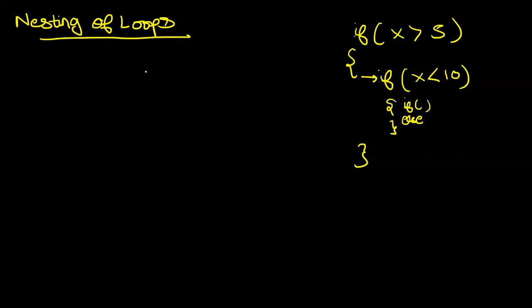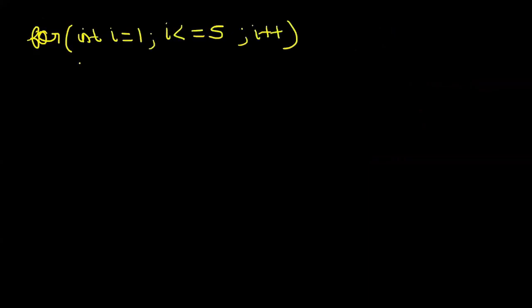Let's get started with an example. How does it actually work? Let's say I'm writing a couple of loops so that you all understand what is happening. This is a for loop: for int i equal to 1, i less than equal to 5, i plus plus. Now we are inside the body of the for loop. Let's say I do a System.out.println(i), that is, I want to print the value of i.